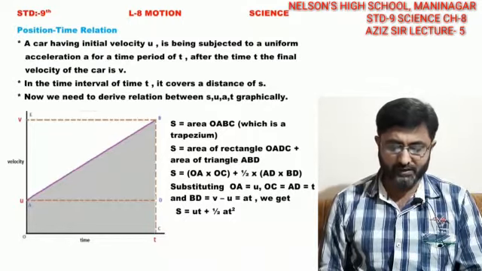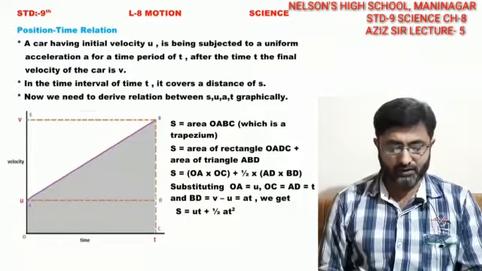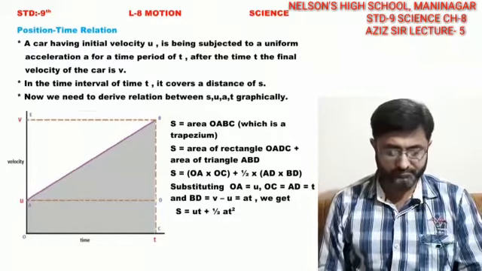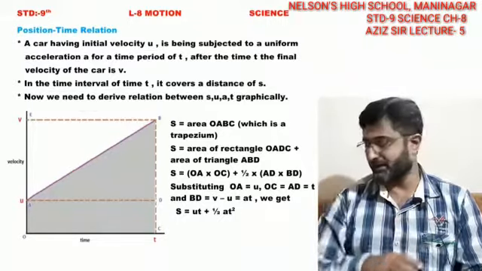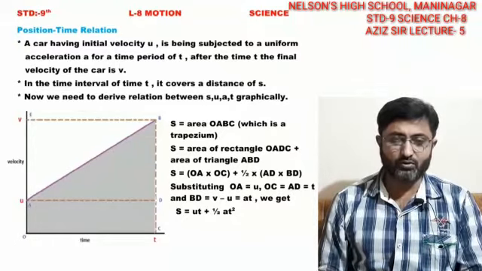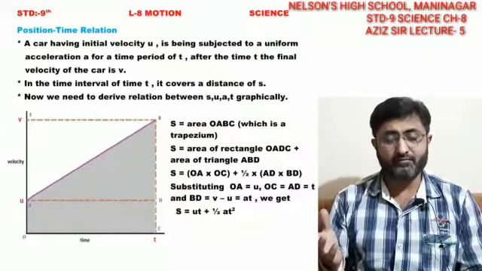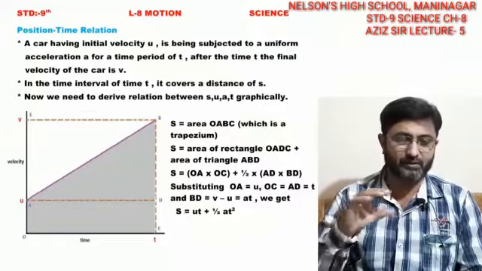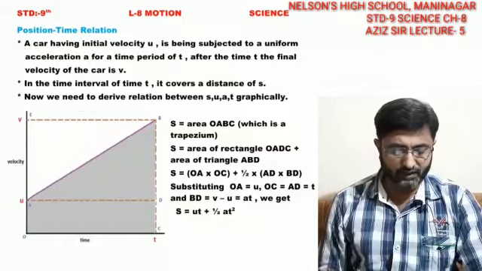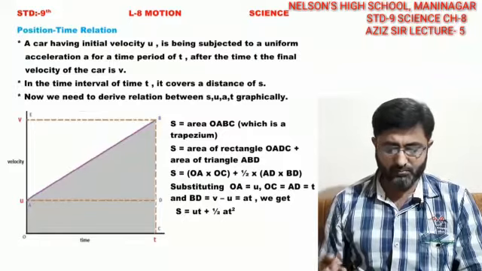In the second equation, the same graph we are going to continue with, but we are going to take the area of it. So graphically S, as I told you last time also, S is nothing but displacement. So displacement is nothing but the area of the whole trapezium OABC. We cannot directly take out the area, so we can break this into two parts: one part is a rectangle and another part is a triangle. The rectangle is OADC and the triangle is ABD.